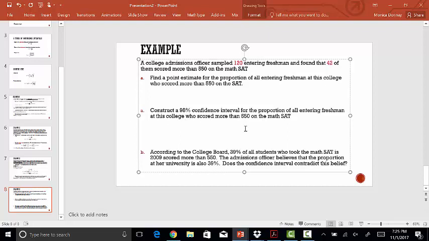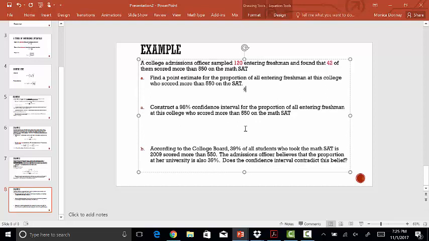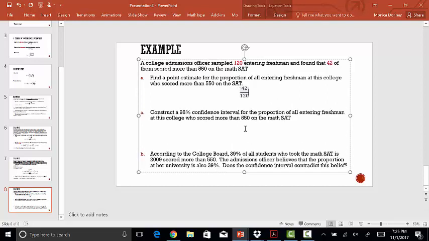So the first question says, find a point estimate for the proportion of all intern freshmen at this college who scored more than 550 on the SAT. Well, again, that's just the 42 out of the 120. All right, and that equals 0.35. So the next question says, construct the 98% confidence interval for the proportion of all intern freshmen at this college who scored more than 550 on the SAT.